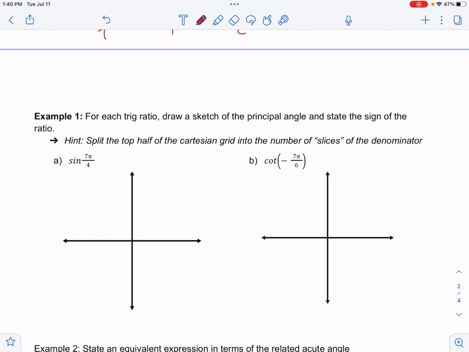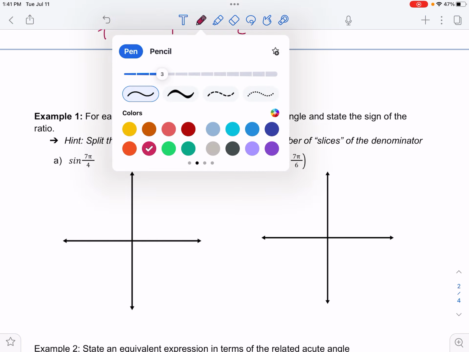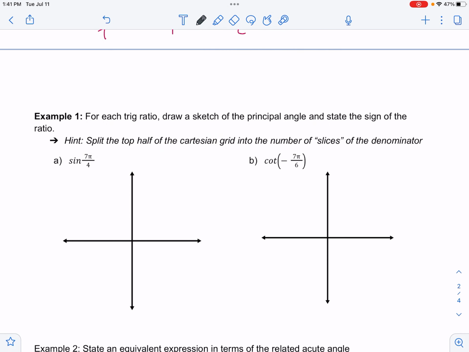Whew, already, I know. For each trig ratio, draw a sketch of the principal angle and state the sign of the ratio. So what we are being asked to do is actually sketch this. I'm literally going to take a ruler. And I've put a hint at the top here. In order to help you sketch, you want to split the top half of the grid into the number of slices of the denominator. So what is our denominator? Here it's 4. So I need to split my top half into 4. It's already been split in half for me, and so I'm going to split it into quarters. And just to be smart, I'm going to do the whole circle.